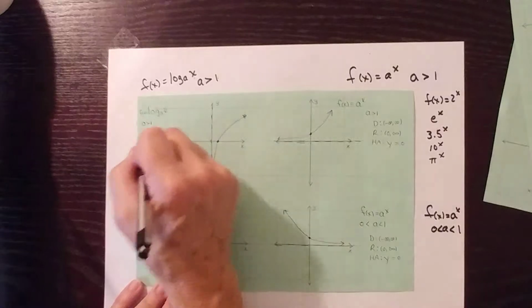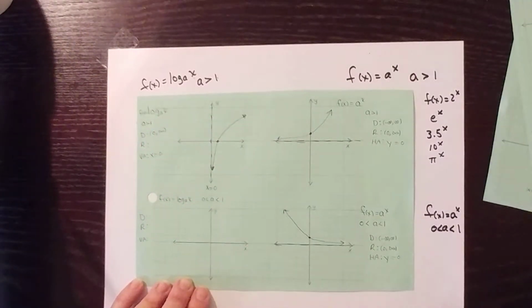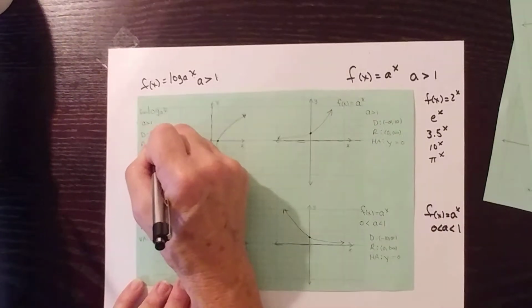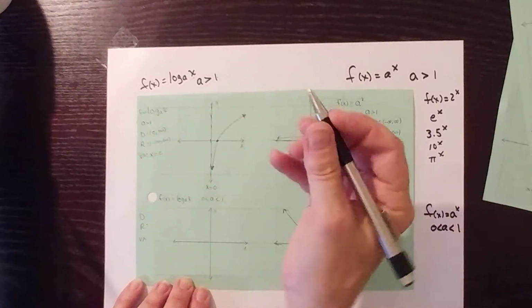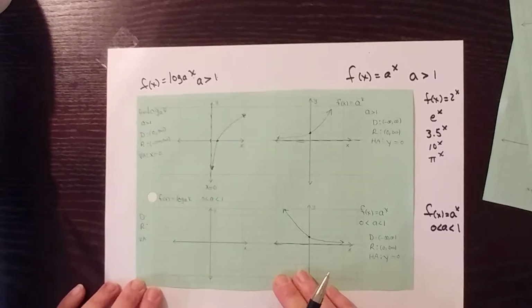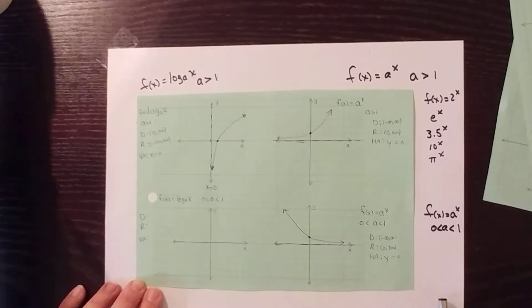The domain is from 0 to infinity, so we notice that you can only put positive numbers into a logarithmic function. That argument x has to be positive. And in the range, you could get negative infinity to positive infinity. You can get all kinds of numbers out of a logarithmic function. So this graph is increasing, and this is what it looks like when the base is bigger than 1.